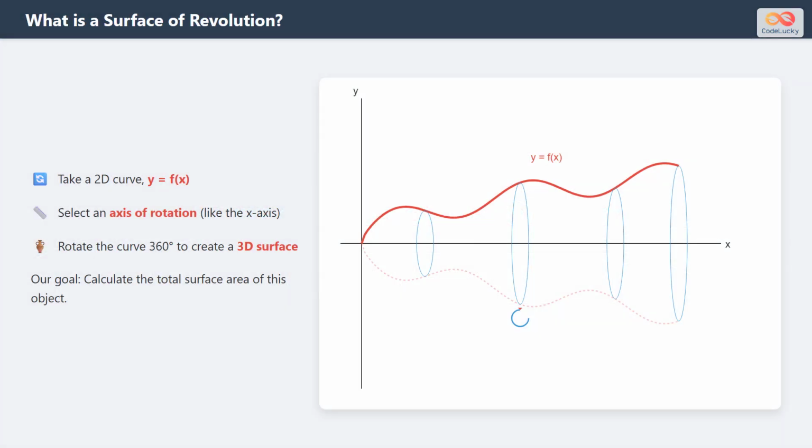First, let's visualize the object we are measuring. Imagine taking a two-dimensional curve defined by a function y equals f of x and rotating it 360 degrees around an axis. This action creates a three-dimensional surface. Our goal is to calculate the total area of this outer skin, not the volume inside.